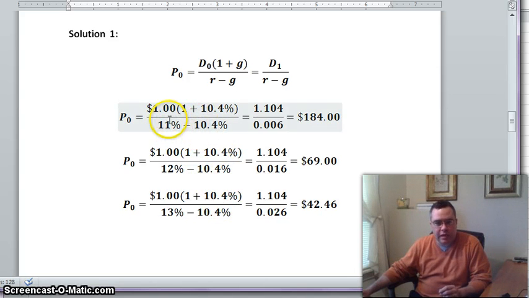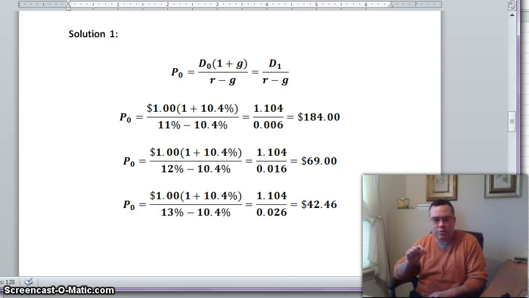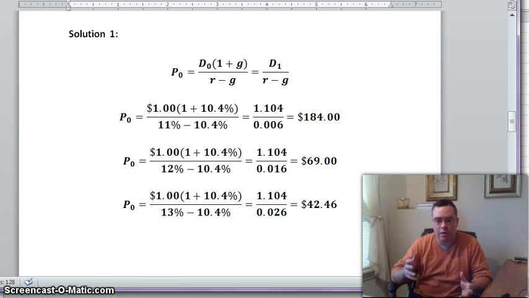So in each case, you take your R, subtract out the same G, which is 10.4% each time, and you either get 0.6%, 1.6%, or 2.6%, and then go ahead and divide those two numbers, and you get three different prices here. So if you plug in, say, 11% required return, that corresponds to a $184 stock price. 12, 69. 13, 42. First thing to note here is fairly small changes in required return can lead to really large changes in stock prices.